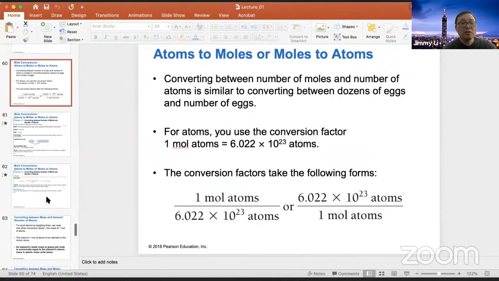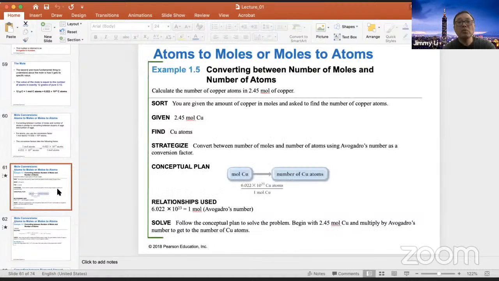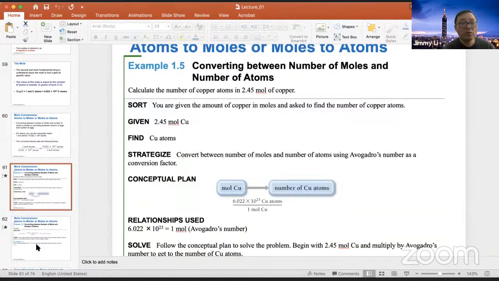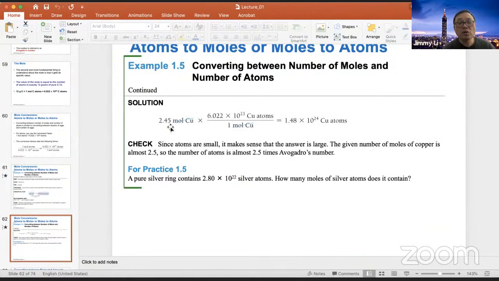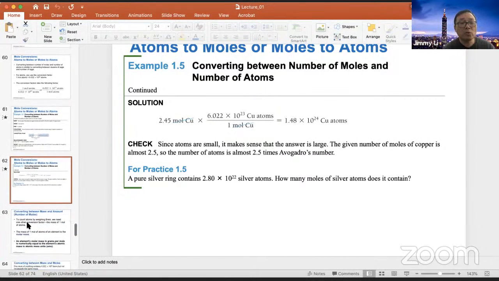Let me give you an example. How would you convert from 2.45 moles of copper to the number of copper atoms? Again, you are converting from moles to atoms, so you need to multiply by Avogadro's number, 6.022 times 10 to the 23rd. The solution is 2.45 moles multiplied by 6.022 times 10 to the 23rd over a mole. You can see the mole cancels out, and you end up with 1.48 times 10 to the 24 atoms.